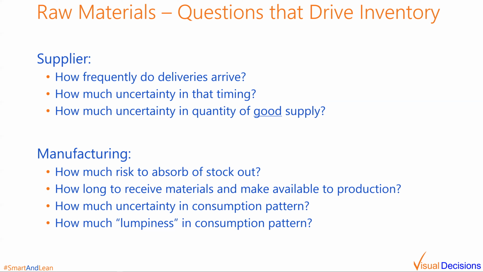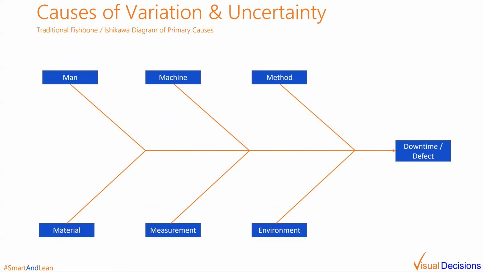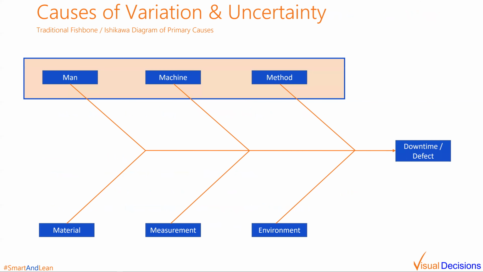And then uncertainty or lumpiness in your consumption patterns are also going to drive more inventory of your raw materials that you have to carry. And so as much as you can smooth out production or reduce these lead times, the better off you're going to be. And so looking at that kind of uncertainty in the consumption pattern and the lumpiness, if we look at the different causes of variation or uncertainty within the manufacturing process, it's really driven by man, machine, method, material, measurement, environment. But those top 3 are typically the biggest ones.